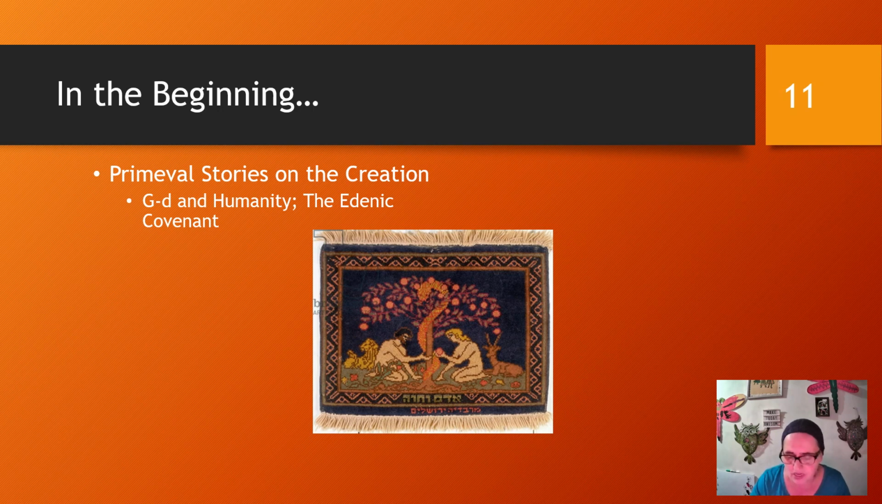So within this, we get the Edenic covenant, that is that humans are to live in the earth and be fruitful and multiply, and to take care of the earth, in exchange for God having created the earth for our use. So the role of God in humanity is established, with God as creator and humans as being sort of like God, but not God. Now, an important note here, Judaism doesn't have a doctrine of original sin.